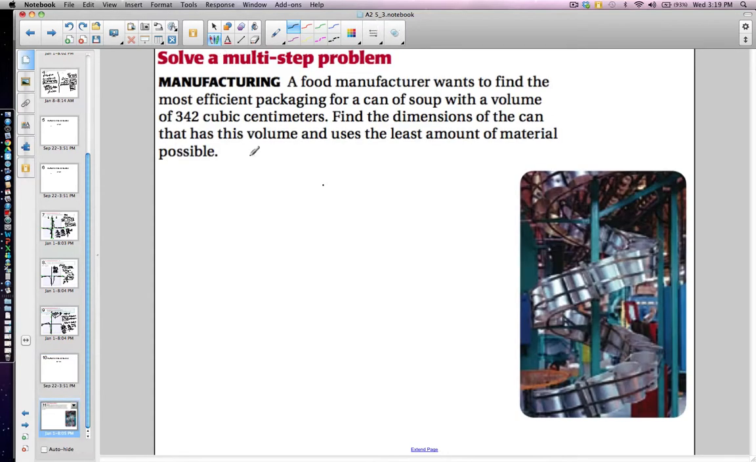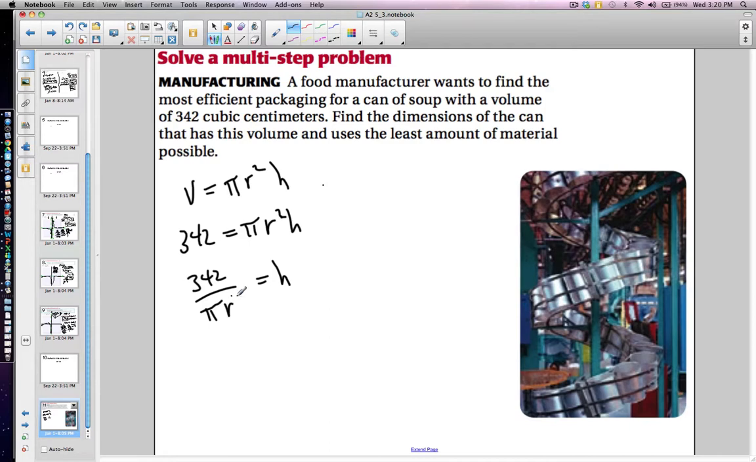We'll finish this out. The volume of the cylinder is going to be the area of the circular bottom, so pi r squared, times the height. And we know our volume is supposed to be 342 cubic centimeters. And as I work with this, I know now ahead of time that I'm going to need to solve this for h. So if I go ahead and divide both sides of the equation by pi r squared, I'll get my height is equal to 342 over pi r squared.